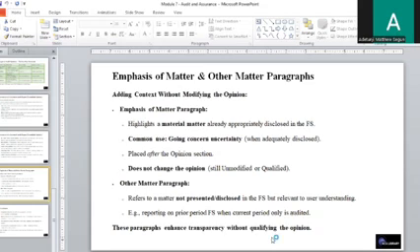And the other matter paragraph refers to a matter not presented or disclosed in the financial statements but relevant to users' understanding. An example of this is reporting on prior period financial statements when only the current period is audited. These paragraphs enhance transparency without qualifying the opinion.